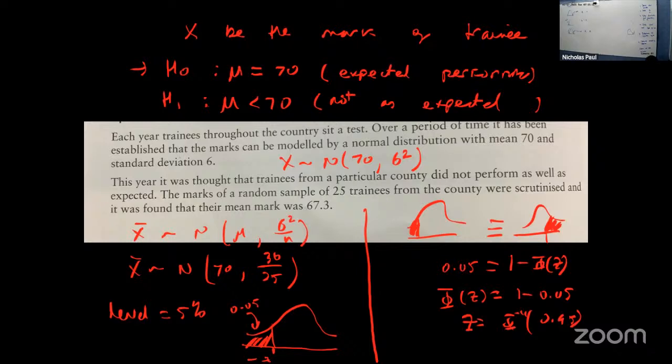0.95. Go to tables for 0.95. I know you would have learned those things before, but tell me what you get now. Just practice going back over the table.